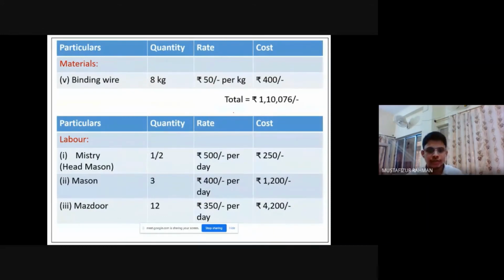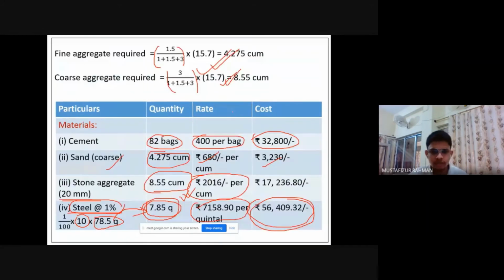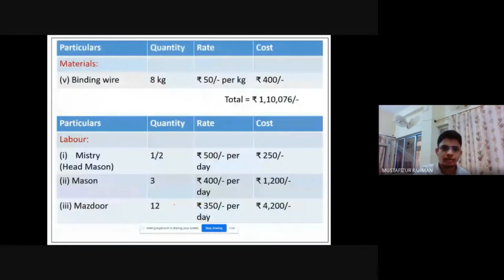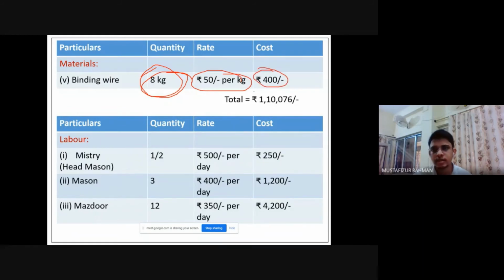Then binding wires, because we are using around 7.85 quintals, so binding wires also will be required. Just multiply it by 1 and a little bit more, so 8 kgs of binding wires will be required. This is the rate taken from the schedule of rates, and this is the total cost. So we got this total value.